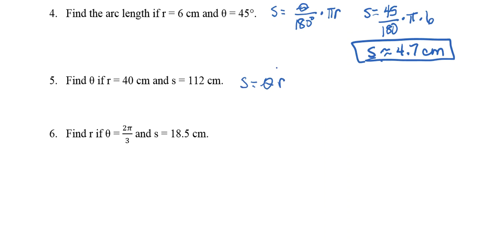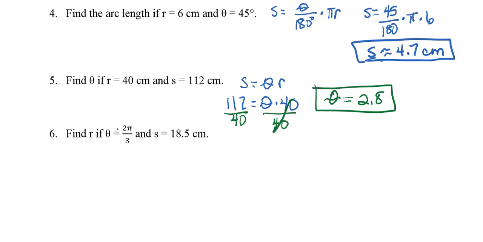It's just theta and r. So s is 112. I'm looking for theta. I know r is 40. To get theta by itself, I simply need to divide by 40. That'll remove it, leaving the theta by itself. 112 divided by 40. So my angle in radians, because I use the radian formula, is 2.8 radians.